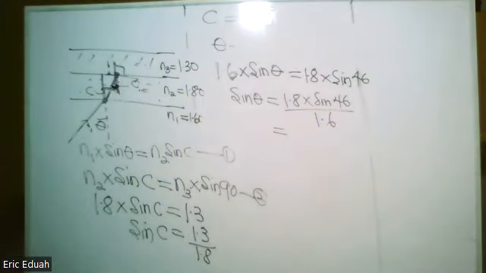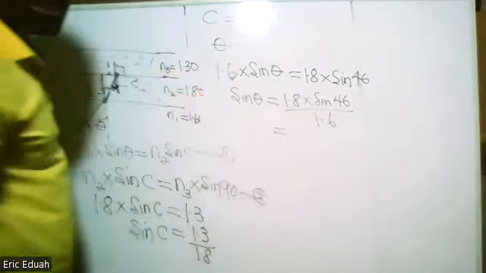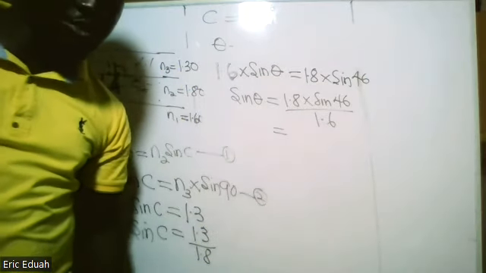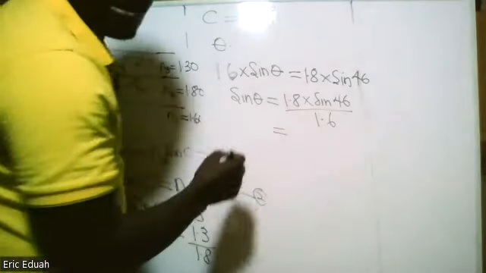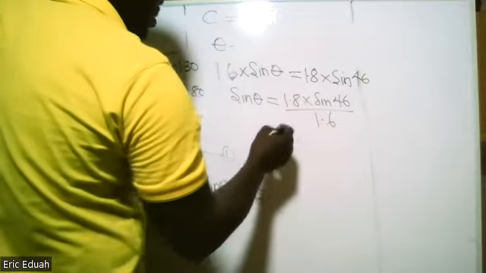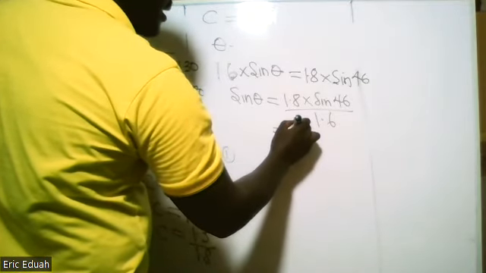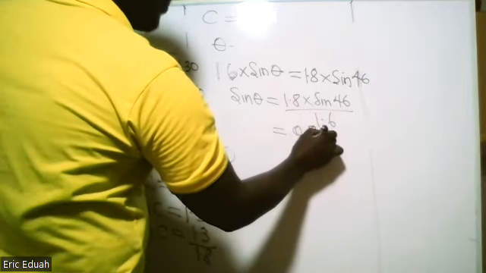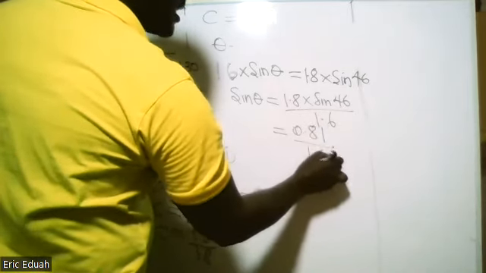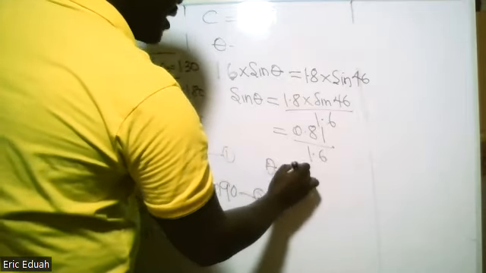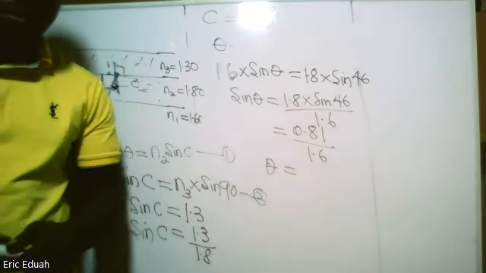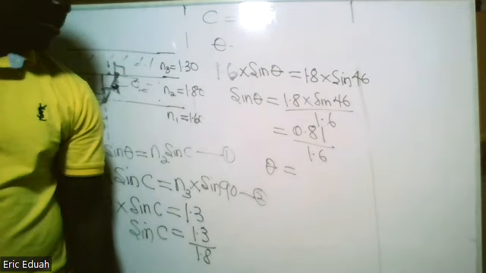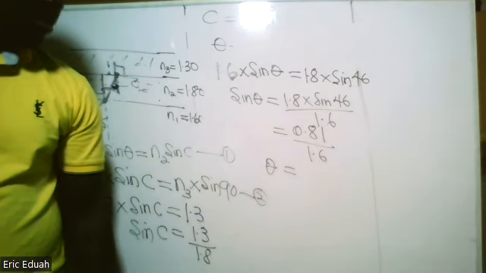So, calculator work. Multiply sine 46 by 1.8, then divide by 1.6. What will that give you? 0.81. So 0.81 over 1.6. Gloria, when you divide, I did the whole thing, 1.8 times sine 46 over 1.6, and I got 0.81.